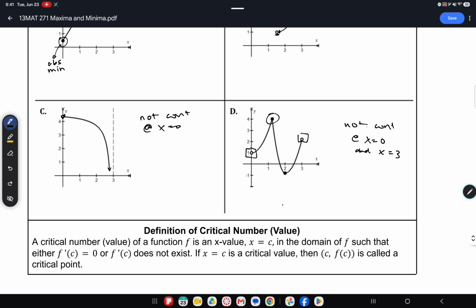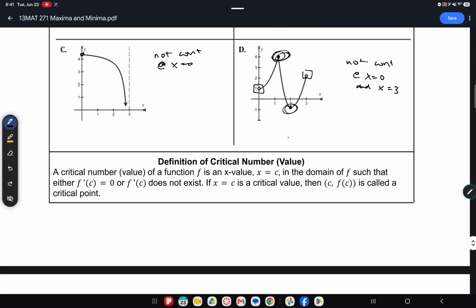So let's recap super fast. Not continuous at x equals 0 and x equals 3, but we do have an absolute maximum and then an absolute minimum on that interval. But the EVT doesn't guarantee that there is one because these are not continuous.